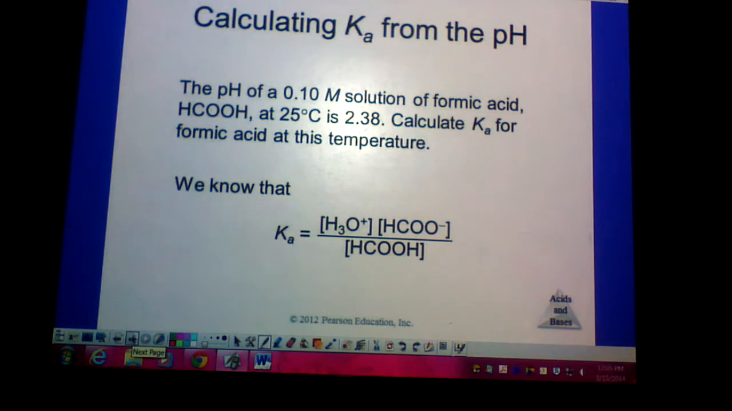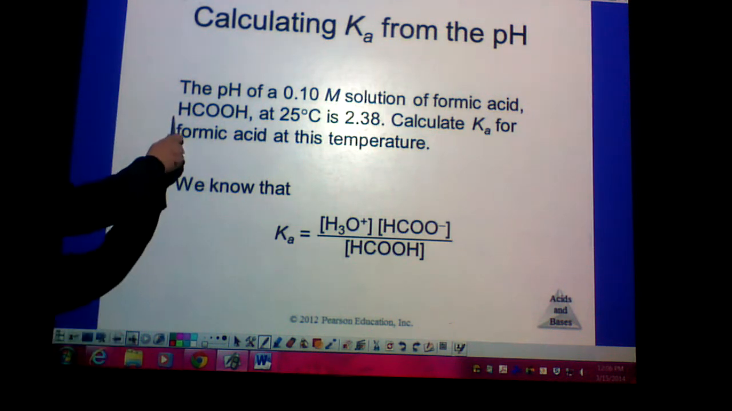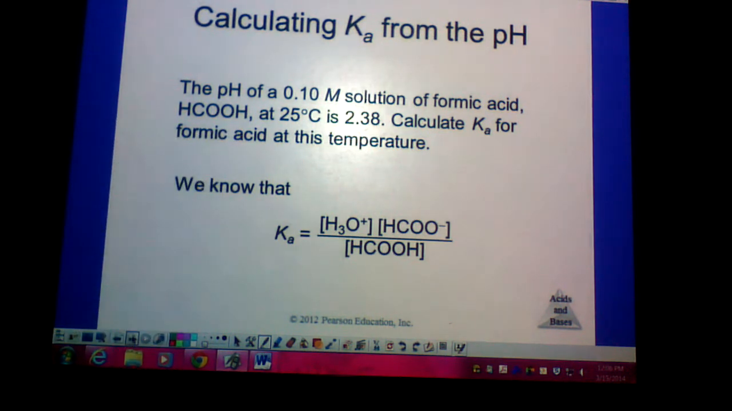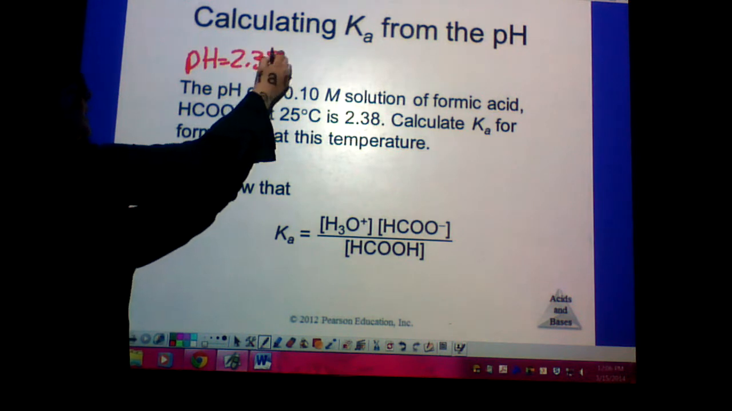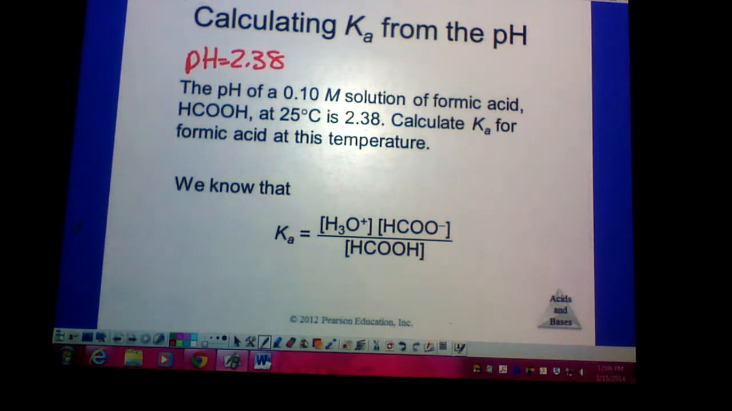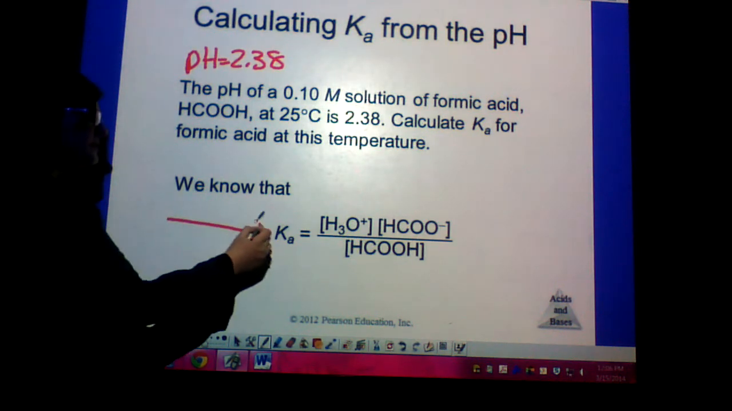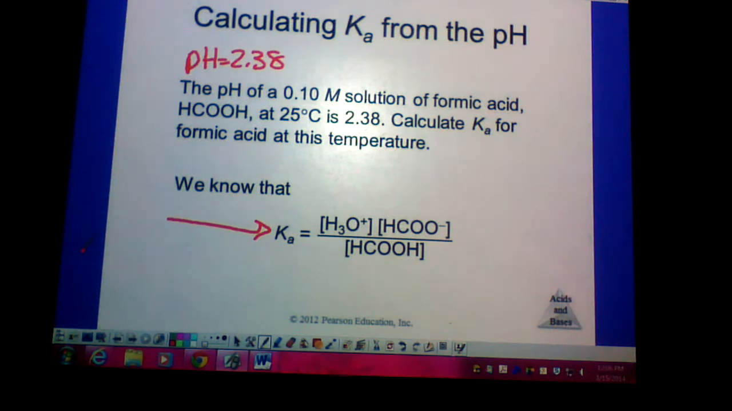Okay, so let's look very quickly at one of these examples. This says, let's calculate Ka, an acid dissociation constant, from pH. The pH of a 0.1 molar solution of formic acid, which is HCOOH, at 25 degrees Celsius is 2.38. So I know that pH here equals 2.38. I want to calculate Ka for formic acid at this temperature. The first thing that you need to do, if they don't give you a reaction, is write a reaction, because there's no way that we will ever get to this step if we don't know how to write it to begin with.